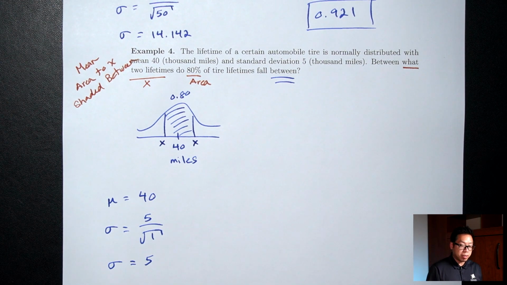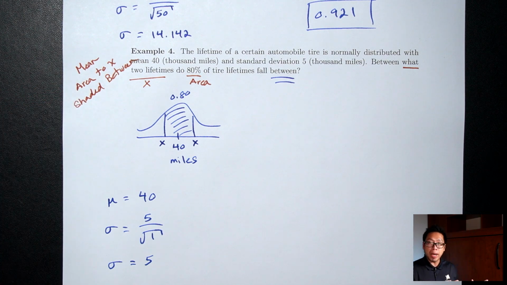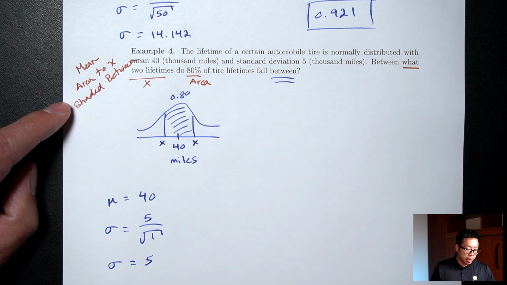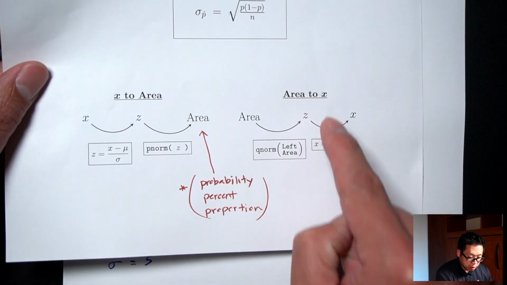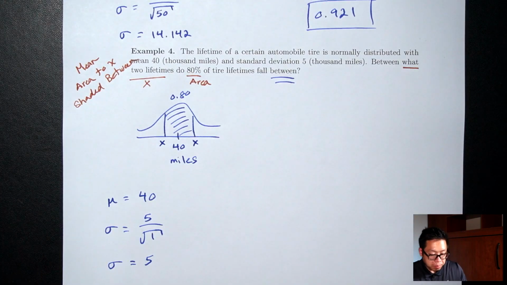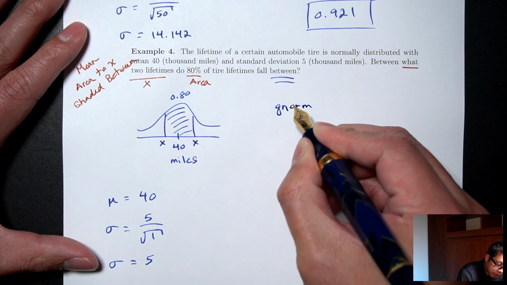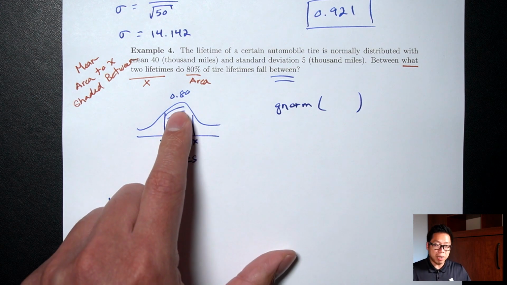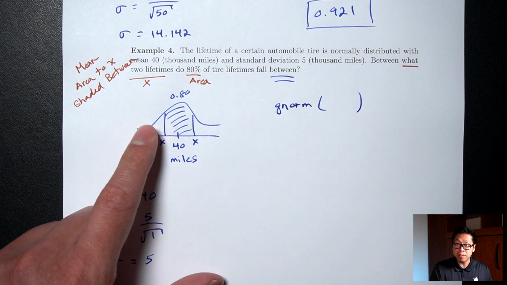So now we're set up. From here, it should be the same steps as any area to x shaded between type question. So we need to go back to the original normal distribution lecture and look for an example of an area to x shaded between. Area to x, first thing I need to do is q-norm the left area. So we're going to q-norm the left area. Now, 0.80 is not a left area. That's the area between. I want this white area here to the left.